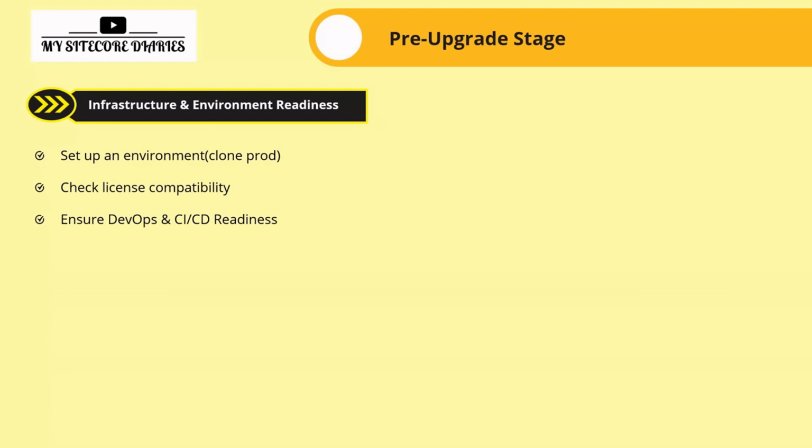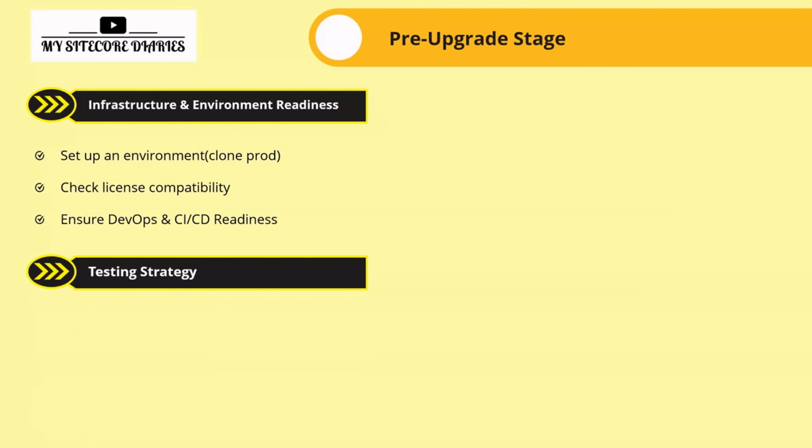Ensure your DevOps and CD readiness. There might be some changes you need to make in your DevOps scripts, so you can involve your DevOps team, or if you are doing it yourself, you need to make those changes also. Testing strategy, and this is very important. People might think your application is already live, so they just do basic testing, but you need to create a testing strategy: how are you going to make sure that your latest version is the same as your older version functionality-wise? You need to create that strategy.